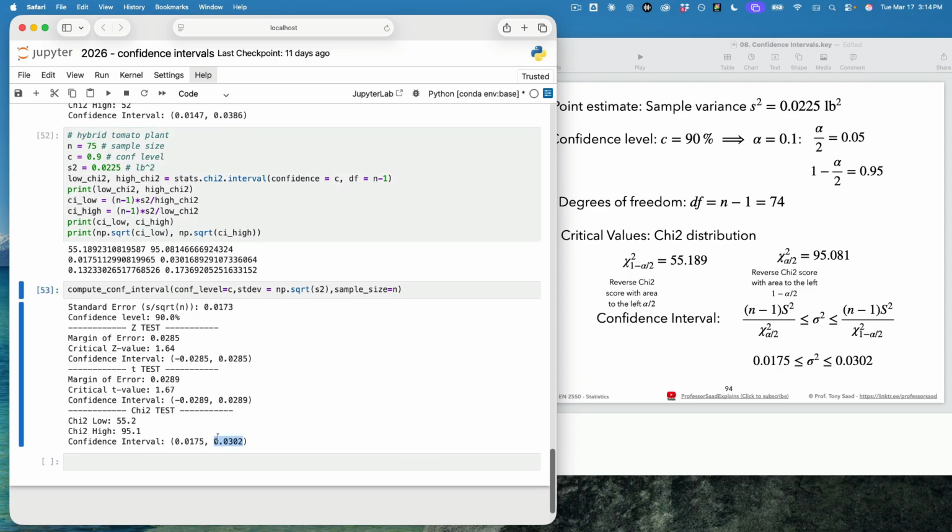It gave me these values, right? So 0.0175 and 0.0302. And it gave me the chi-squared low and chi-squared high. Yes? So this isn't giving you a rough estimate of your population variance. It's telling you the scale, just the scale. I'm saying the population variance is a scale measure. That's why we don't have a plus or minus.